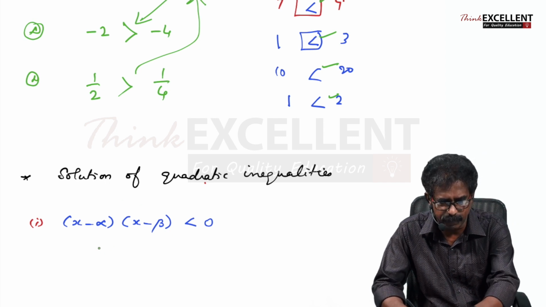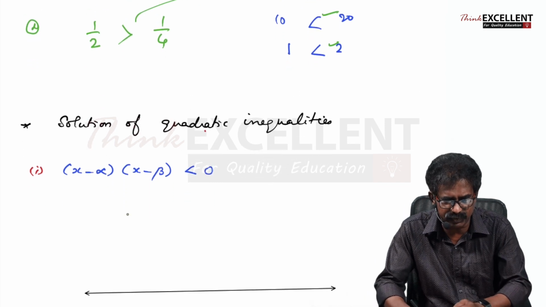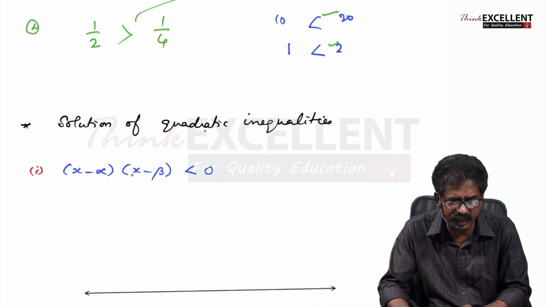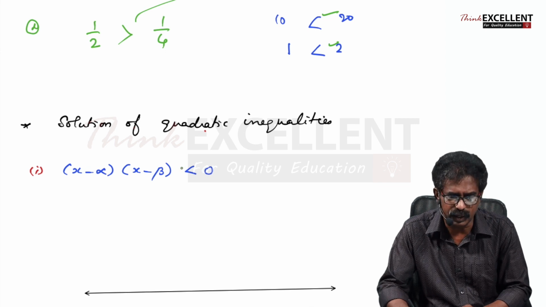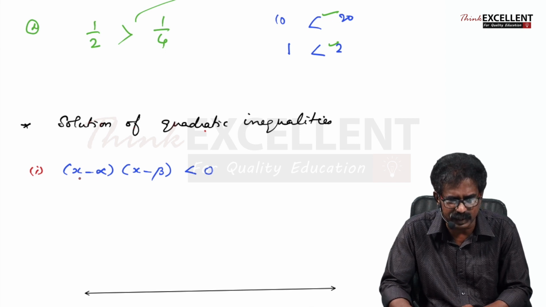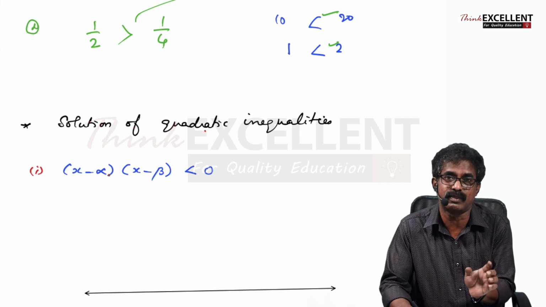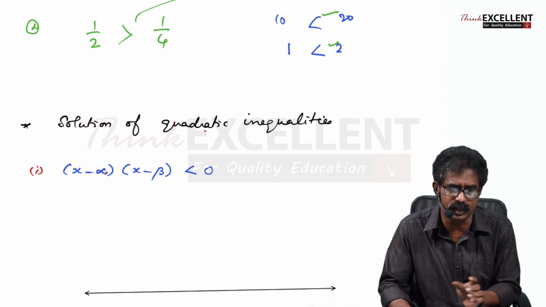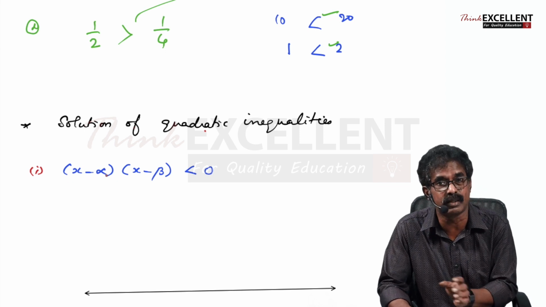So please listen here. I'm giving it in the factorized form: x minus alpha into x minus beta less than 0. So suppose it is equal to 0, you know the answer immediately, right? If it is equal to 0, what's your answer? x is equal to alpha. You take the first factor equal to 0 or the second factor 0. That is, x minus alpha is 0 or x minus beta is 0.